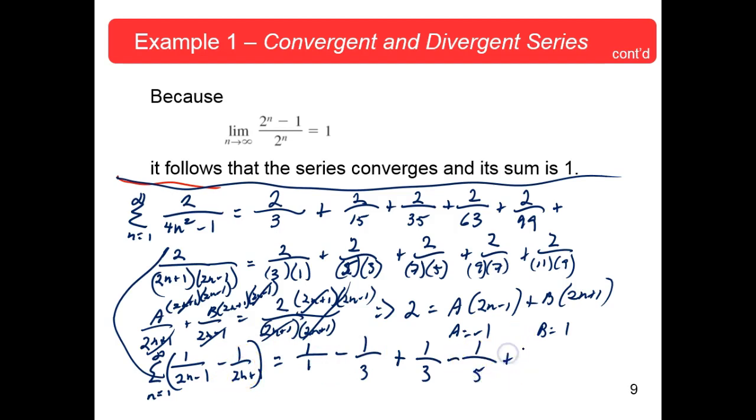Okay, plus 1 over, when n's equal to 3, 5 minus 1 over 7, right? Plus 1 over 7 minus 1 over 9, right? Keeps on going. Look at here. There's your telescoping.